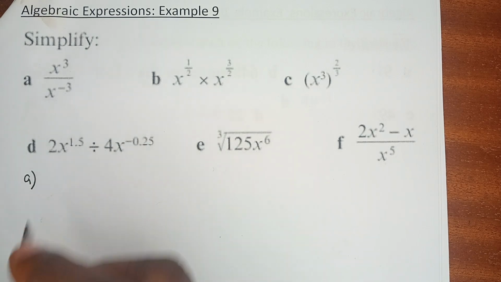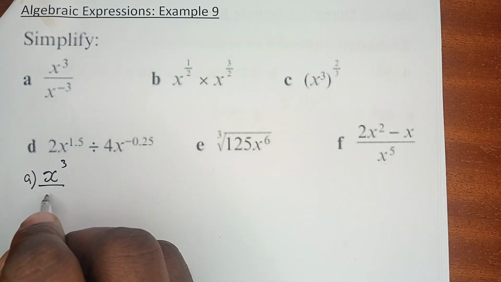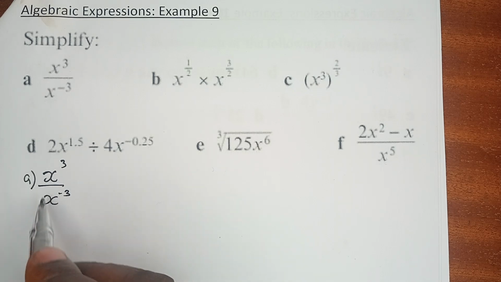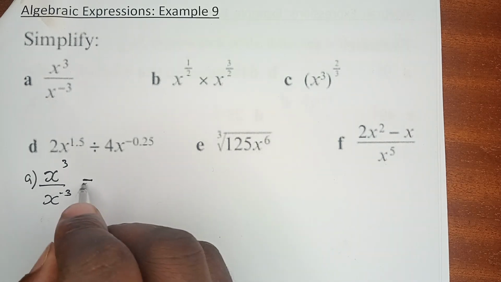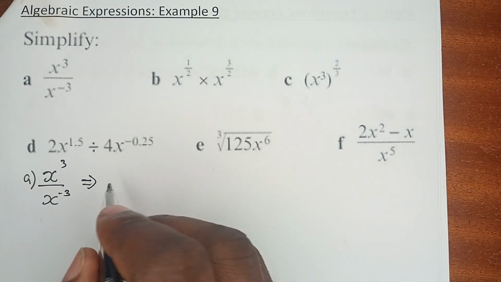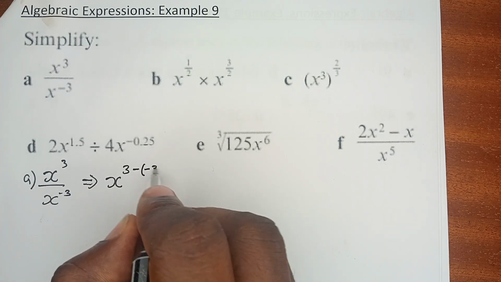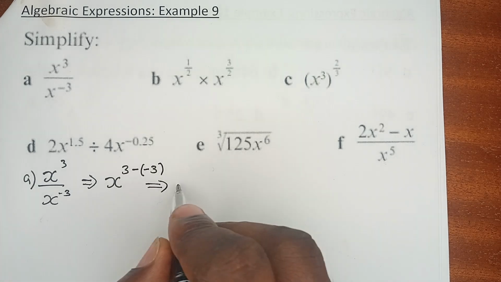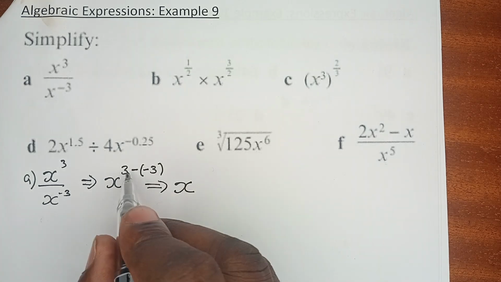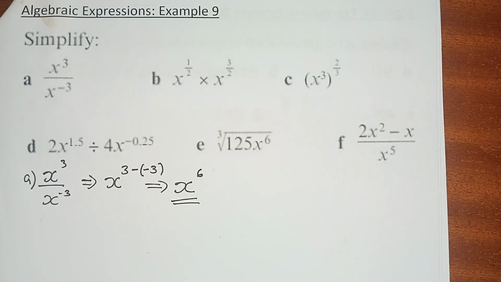Because we have understood that if you have x raised to power 3 divided by x raised to power minus 3, this is division. So long as the bases are the same, x and x, then we will have a difference between the indices themselves. So this is going to be x power 3 minus negative 3. And x power 3 minus a negative means plus 3. So 3 plus 3, x raised to power 6. And that is as far as part A is concerned.